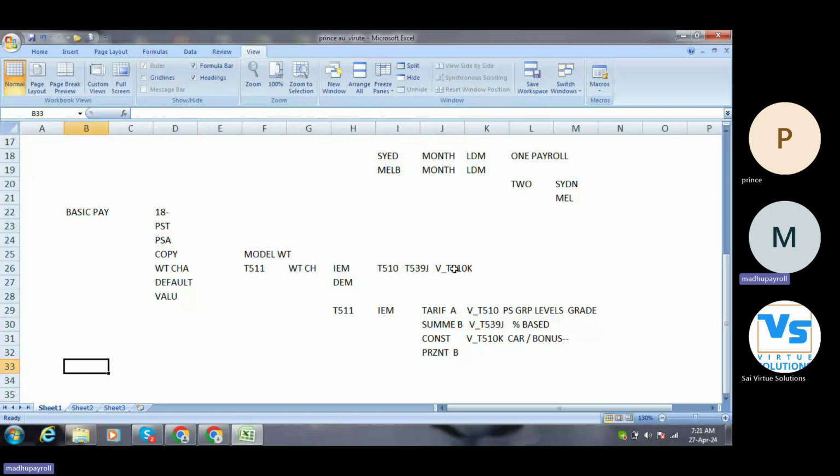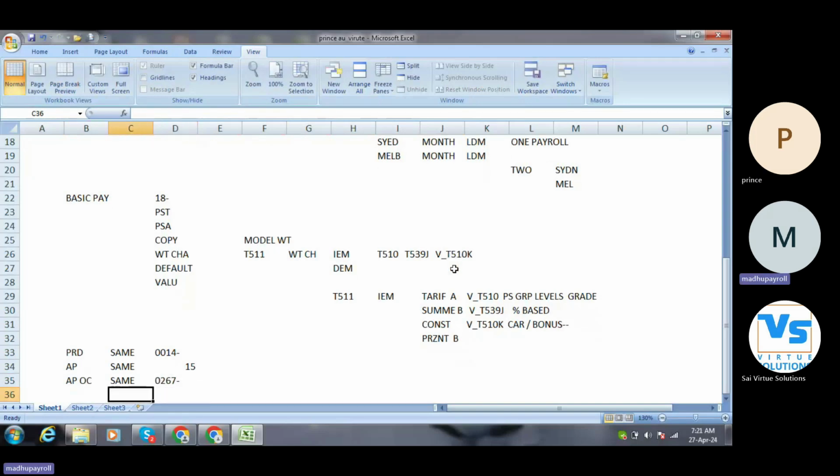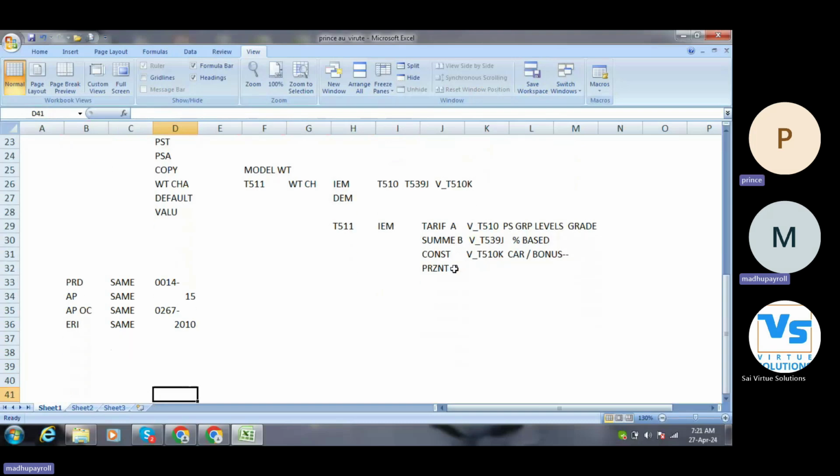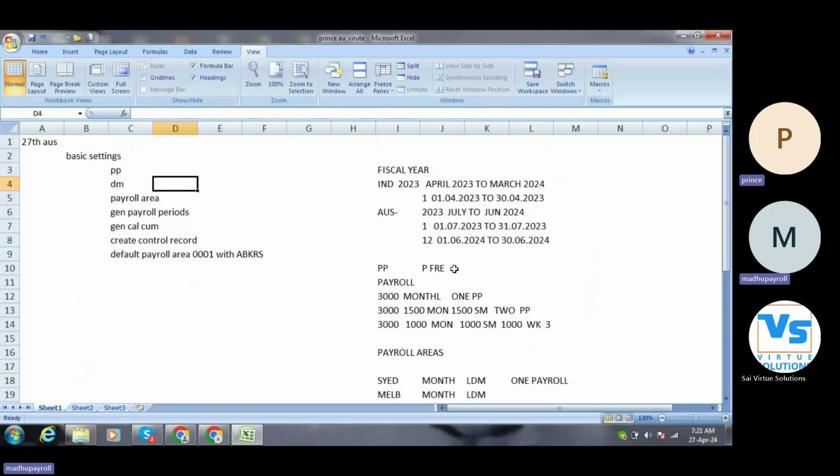Then again, RPD, the same process, recurring payments and deductions. That is related to the 0014 infotype. Then additional payment, the same process, that is 0015. Additional payment of cycle, the same process, that is related to the 0267 infotype. Then ERI, employee remuneration information, the same process. This is related to the 2010 infotype. So if you want to configure overtime or any kind of thing, this is very common for every country, like Australian payroll.